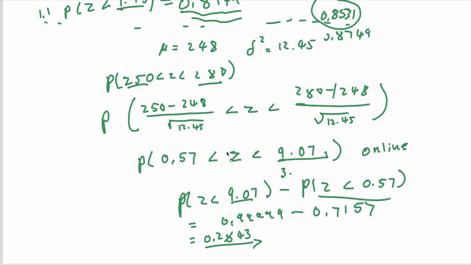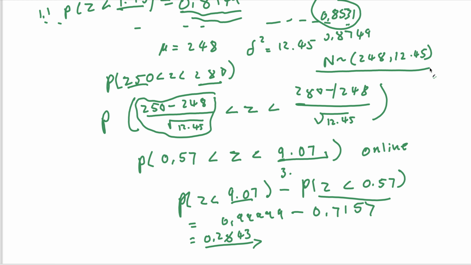Okay, so this is all about when you standardize it. This is when n is given as 248, and then the variance is 12.45. Just remember that. Okay, so this is all that you need to know when you're standardizing something.